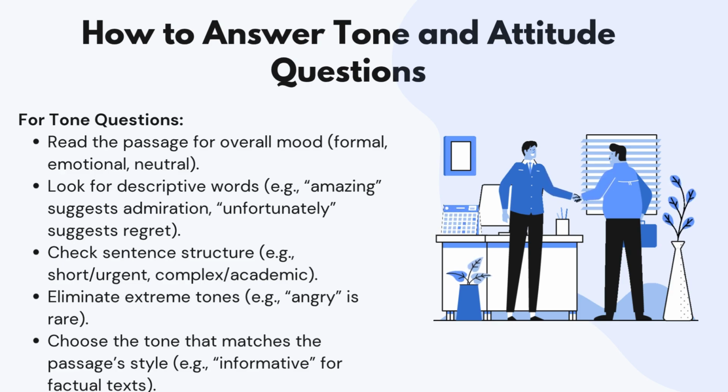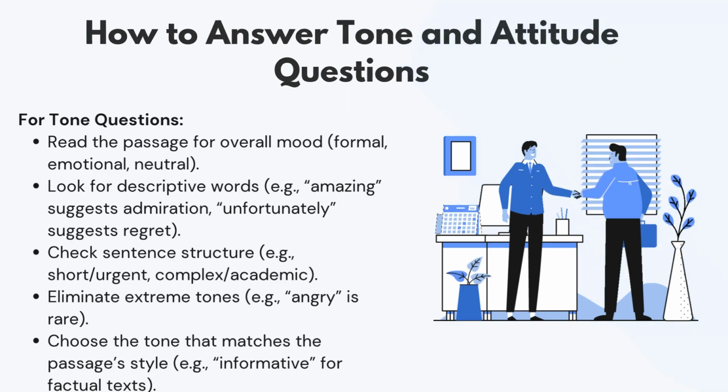Fourth, when choosing an answer, eliminate extreme tones. Academic passages in TOEFL rarely have tones like angry, bitter, or sarcastic. Look for more balanced or professional options. Finally, choose the tone that matches the passage's overall style. For a text full of facts, informative is often a good choice. For a text expressing appreciation, admiring fits well.